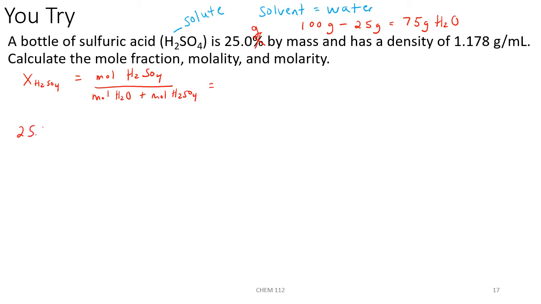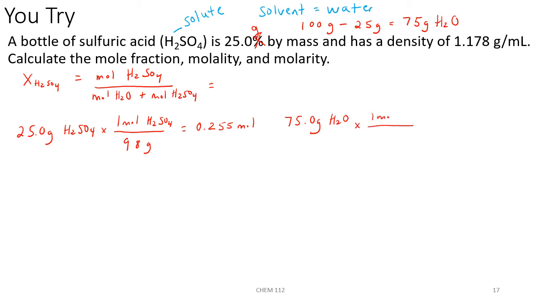Let's take our 25 grams of H2SO4 and convert that into moles. 1 mole of sulfuric acid has a molar mass of 98 grams, which gives us 0.255 moles of H2SO4. And starting with our 75 grams of H2O, we can convert that into moles. 1 mole of water has a molar mass of about 18 grams per mole, and that gives us 4.17 moles for our water.